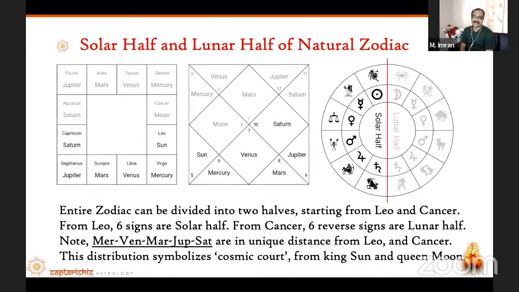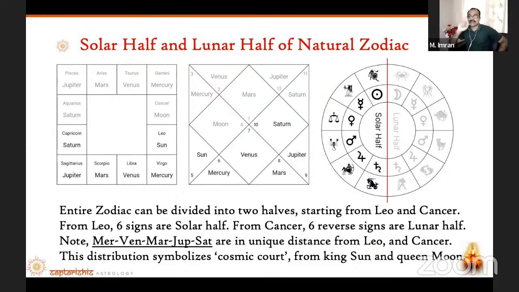First, understand what is the solar half and what is the lunar half. If any of you have read classical Jyotish scripture, the initial chapter mentions the solar half and lunar half in Brihat Jataka, in Jataka Parijata, and also in Yavana Jataka. The same concept exists in Indian astrology and traditional Western astrology. The zodiac can be divided into two halves with respect to the Sun and with respect to the Moon.